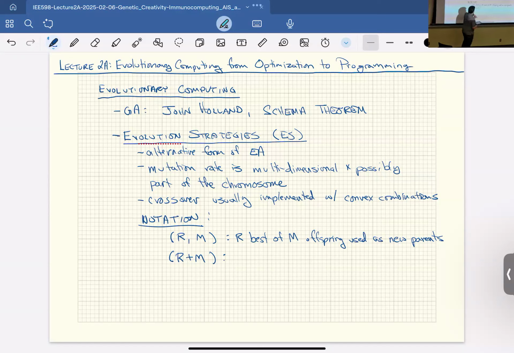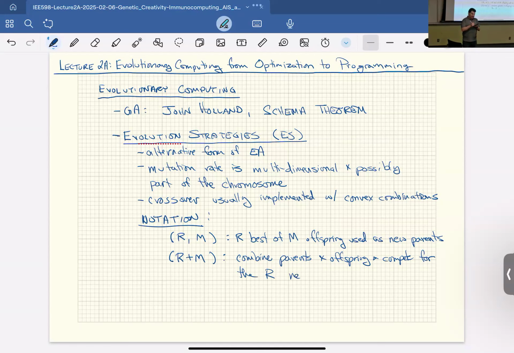In R plus M, you generate M new offspring, and then you choose new parents based on the sum of those. And so here you combine parents and offspring and compete for the R new parents.